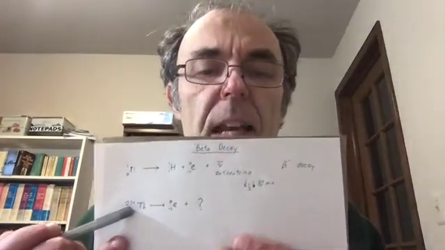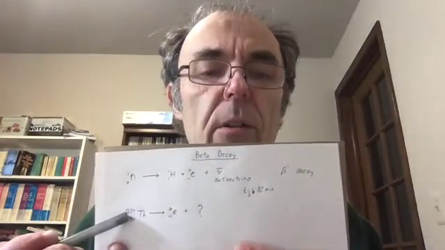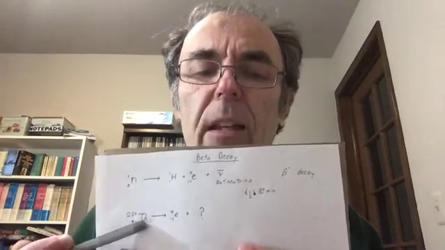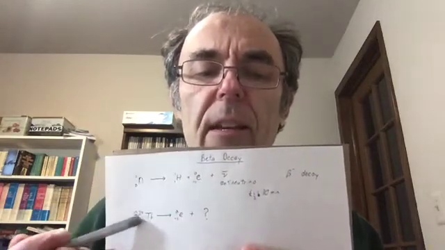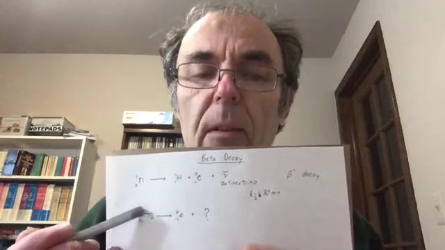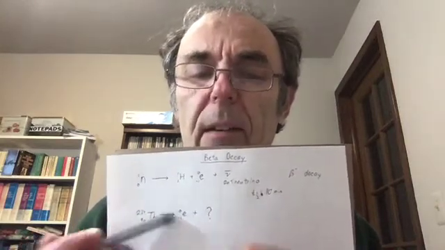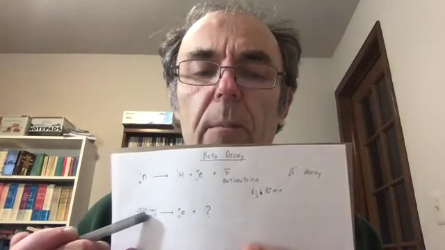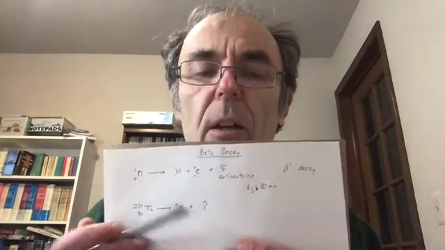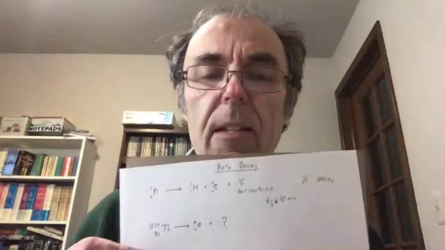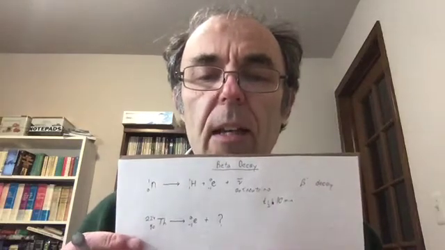uranium-238, and it decayed by alpha decay to thorium-234. The thorium-234 is not stable, and it decays, but it doesn't decay by alpha decay. It decays by beta decay. So what would your thorium-234 decay to when it went by beta decay? Stop the video, work it out, and then come back.